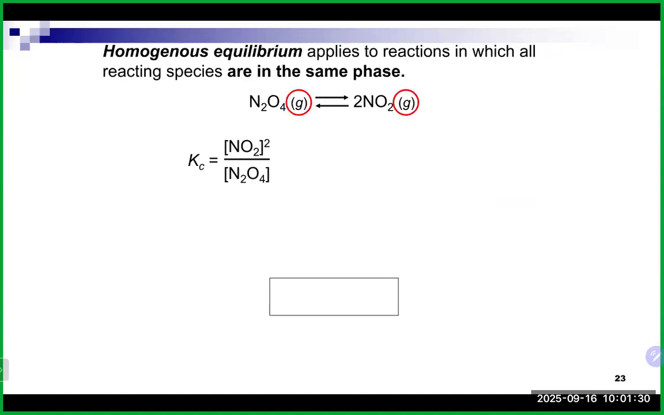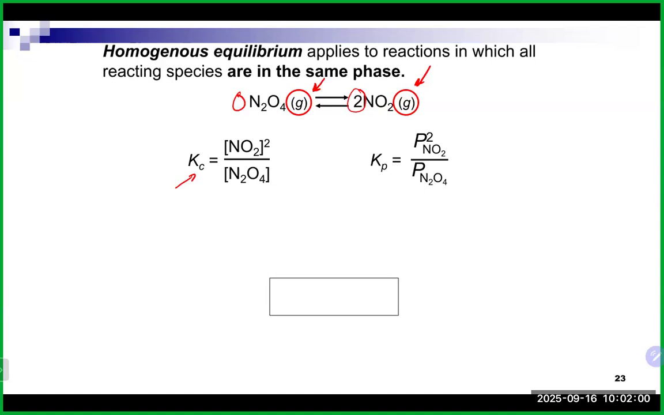So homogeneous equilibrium applies to reactions in the same phase, basically. But we can write, obviously, for this reaction, our equilibrium constant, our Kc value, which is NO2 squared because of the coefficient, divided by N2O4. And again, the coefficient here is 1, and we don't really need to put the 1. But in this particular case, everybody is a gas.